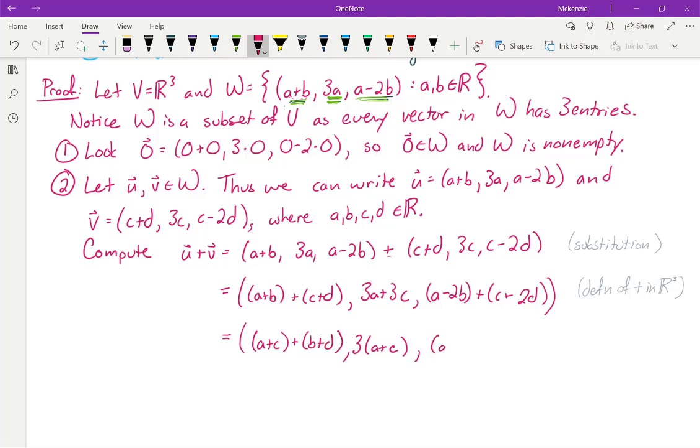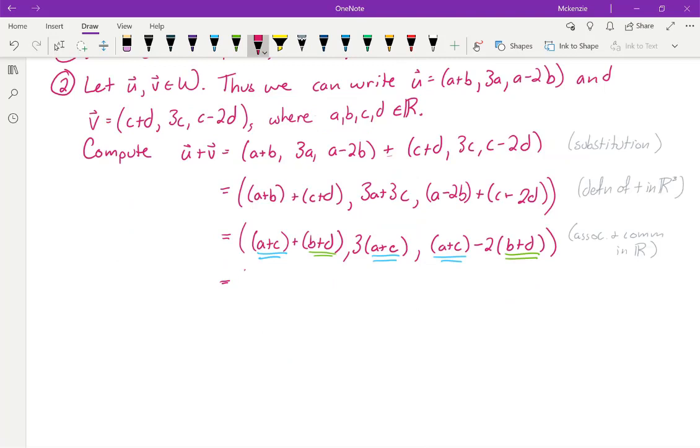And then again, we want that thing to be the first thing in the third coordinate. And then we want minus 2 times something, and that something should be b plus d. Right. So let's notice that this thing should be the same as this one, and the a plus c should be the same throughout as well. So this is associativity and commutativity in R.